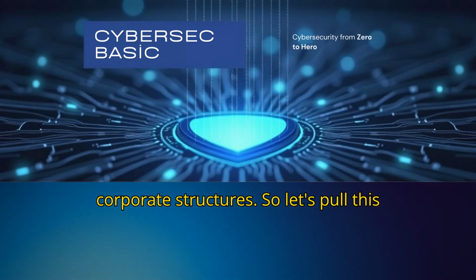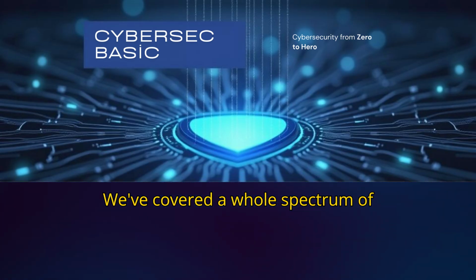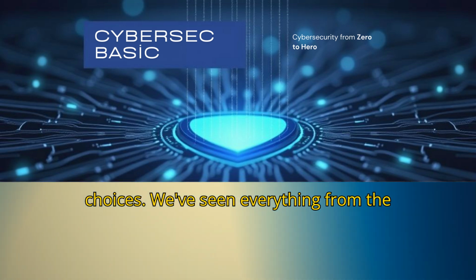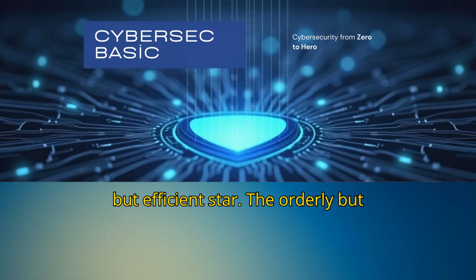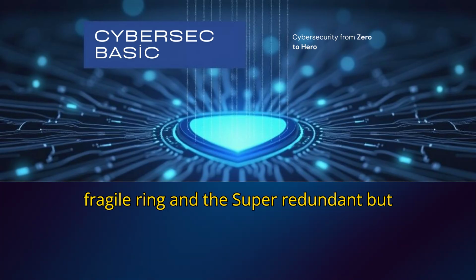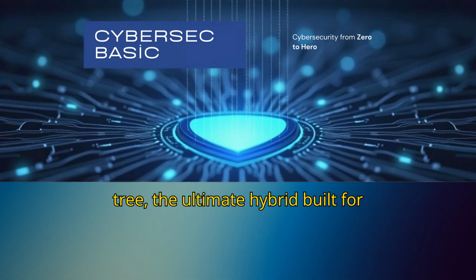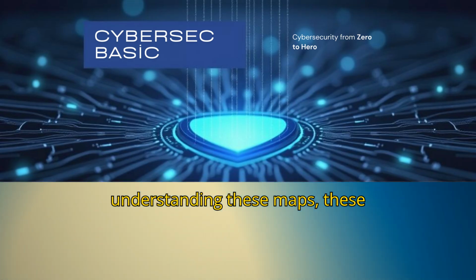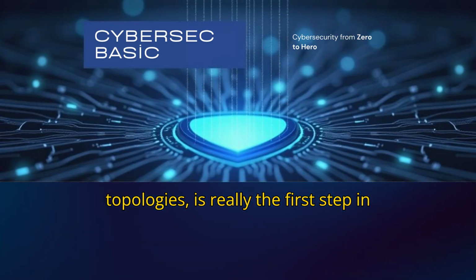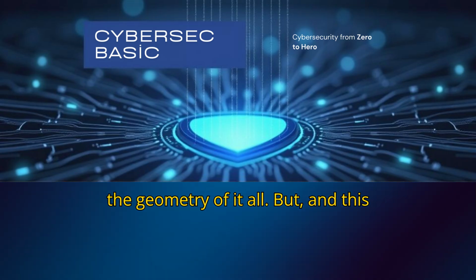So let's pull this all together. What does this all mean? We've covered a whole spectrum of choices. We've seen everything from the basic point-to-point link to the risky but efficient star, the orderly but fragile ring, and the super redundant but costly mesh. And we finished with the tree, the ultimate hybrid, built for scaling things up. Right. And understanding these maps, these topologies, is really the first step in seeing a network clearly. You're defining the geometry of it all.